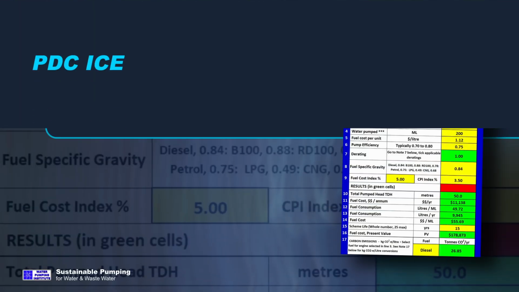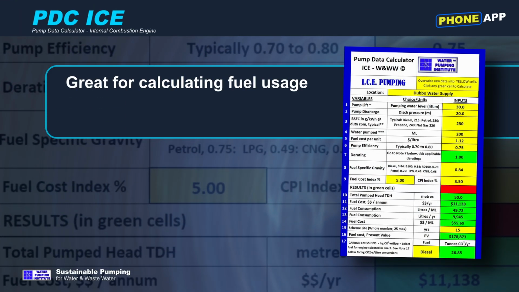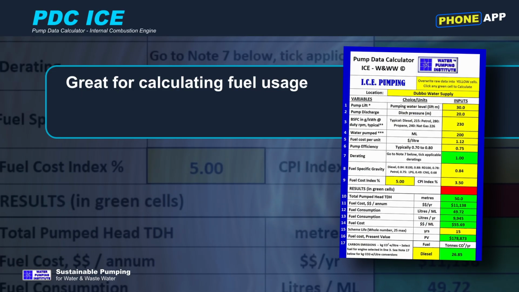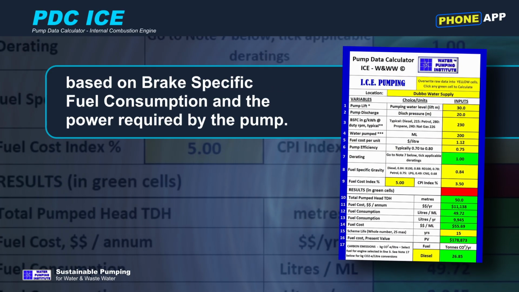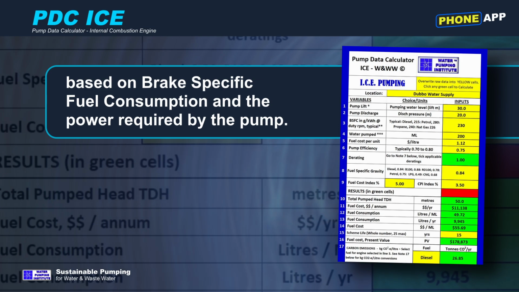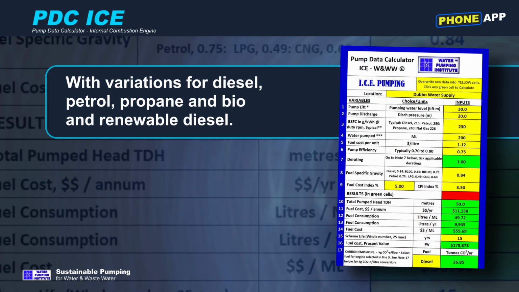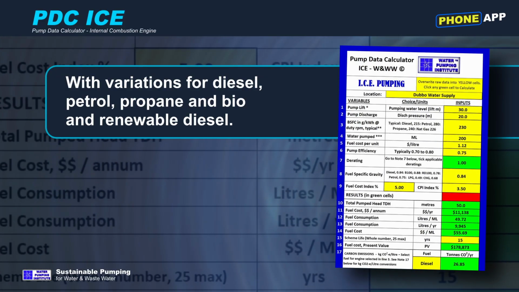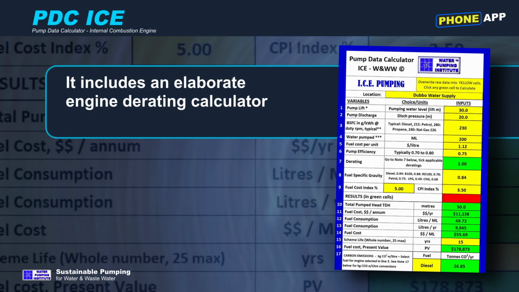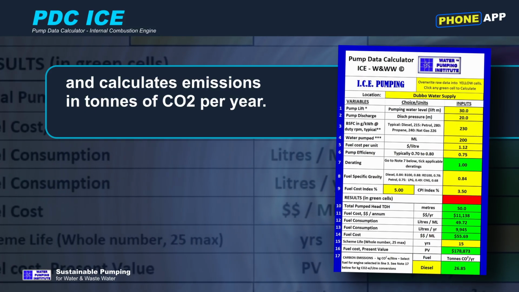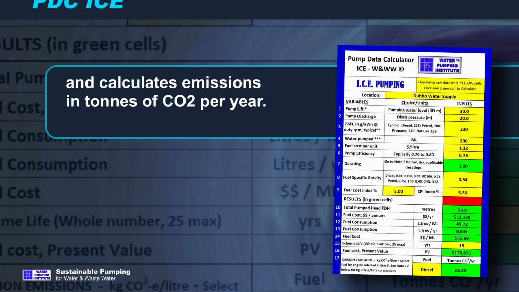The Pump Data Calculator for internal combustion engine pump drivers is great for calculating fuel usage based on brake-specific fuel consumption and the actual power required by the pump. It contains variations for diesel, petrol, propane and bio and renewable diesel. It includes an elaborate engine derating calculator and calculates emissions in tonnes of CO2 per year.